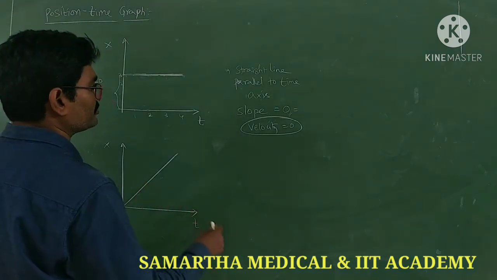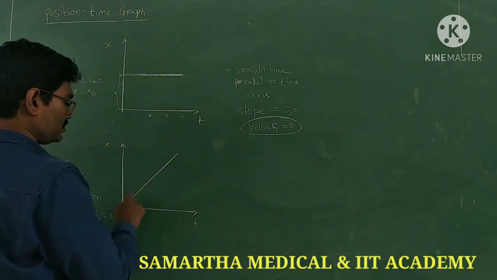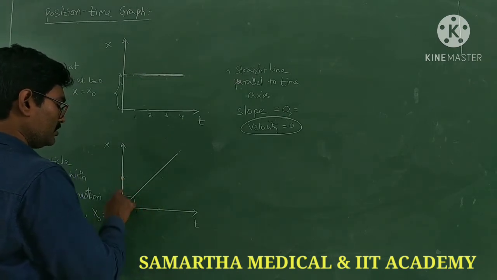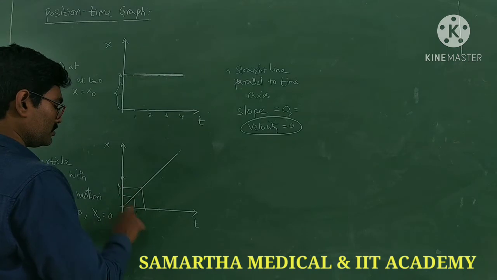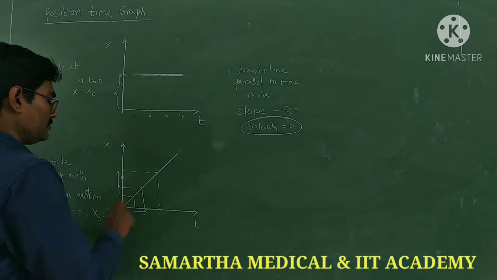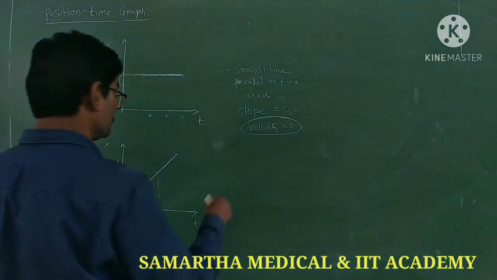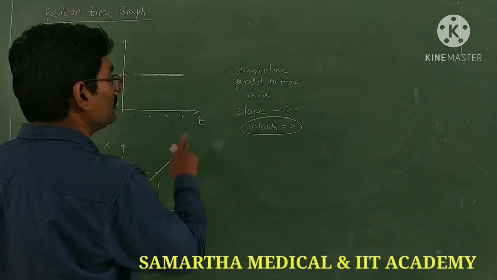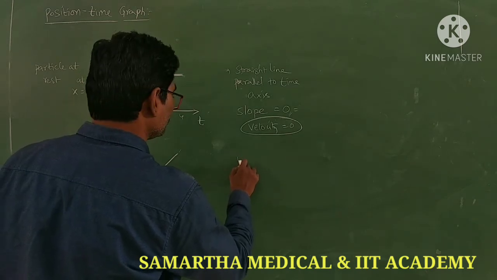That means the slope, if you take it, is a straight line passing through the origin, right? Proportionality. So as time increases, the displacement also increases. For a particular second, the displacement is 1 meter, suppose. Next second, the displacement is also increasing. Time is increasing, and displacement is also increasing. So you can say that as time changes, displacement also changes linearly. So this is the particle going with uniform velocity. It's a straight line passing through the origin.